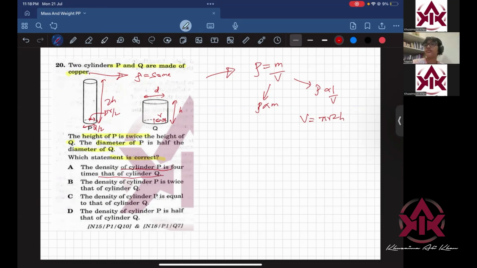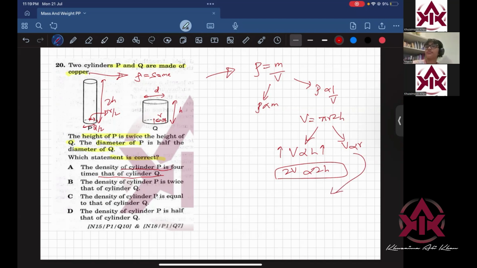Now let's try to relate the volume with radius and height. Volume is proportional to height and volume is proportional to radius here. So we are going to compare cylinder P with Q. Cylinder P has twice the height of cylinder Q. If you increase the height, the volume is also going to increase. So if the height is 2h, the volume is also going to be twice the actual value. Make sense? This is the first statement that we got here.